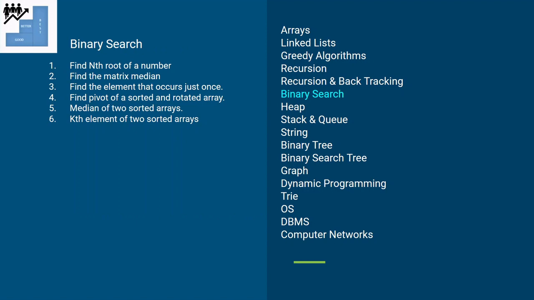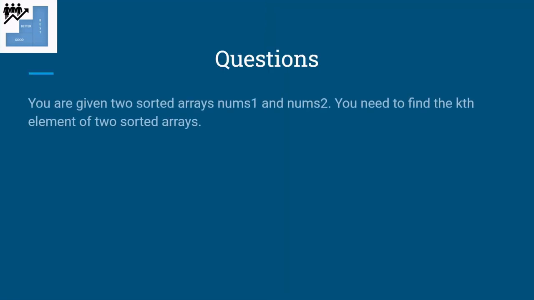So these are the questions that we have done till now under binary search. And let's have a look at the question. You are given two sorted arrays, nums1 and nums2, just like the previous question we have done in the series. In the previous question, we had to find the median of the two arrays. Here, we need to find the kth element of the two sorted arrays.